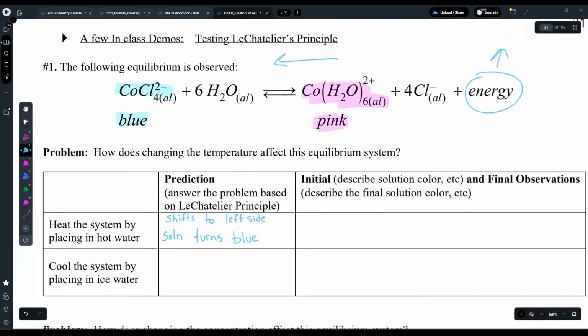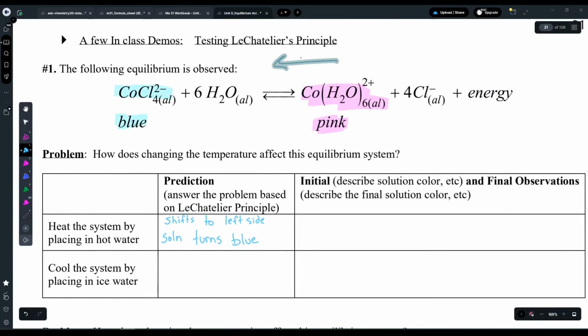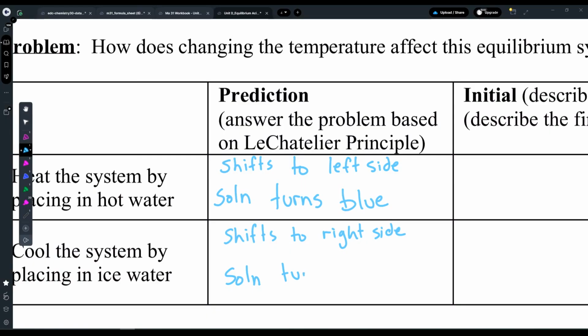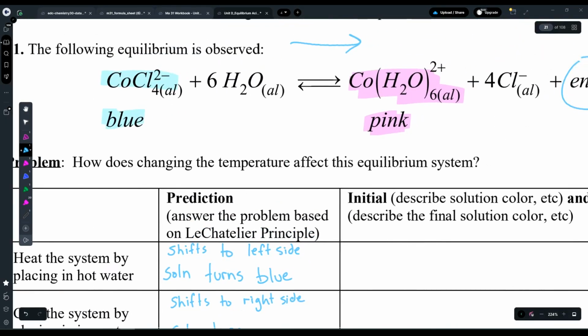Now, when we cool the system, that means we are removing energy. So we're taking away energy, so equilibrium shifts towards it. So we would expect the equilibrium to shift to the right-hand side. So we would expect the solution to turn pink because more cobalt hexahydrate is being produced.